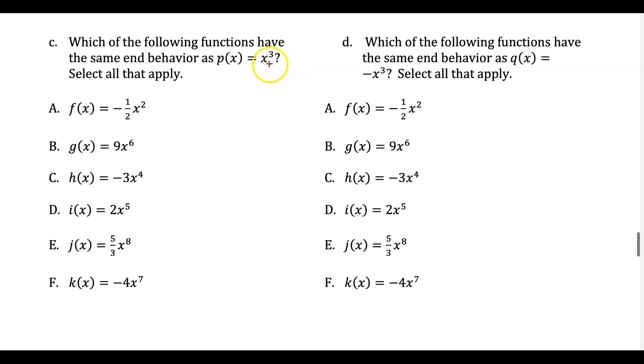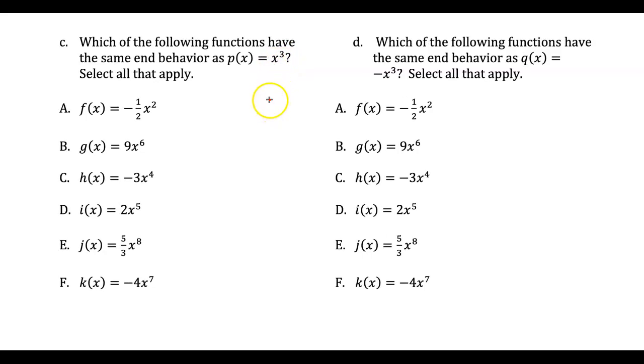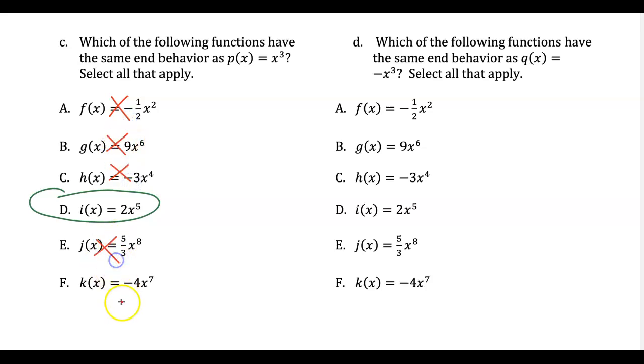Let's look at x cubed now. This is an odd function, right? So we're going to look for positive coefficient odd functions. And you can see I have a positive coefficient odd function here. Nowhere else do I see one. Okay, so everything else is not going to match up. Even, even, even, even, and this is odd, but it's a negative coefficient, so it's going to be reflected. So it won't have the same exact end behavior.